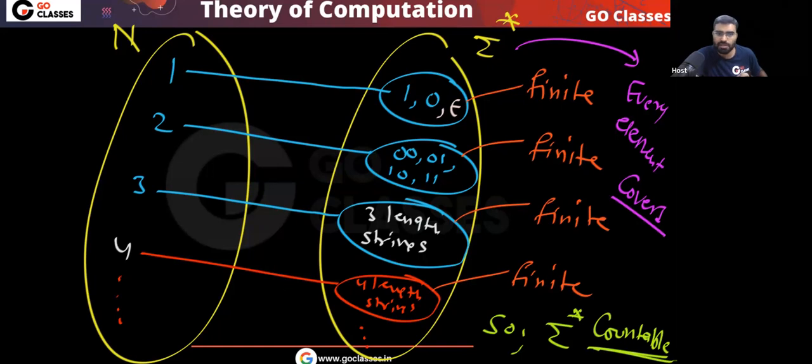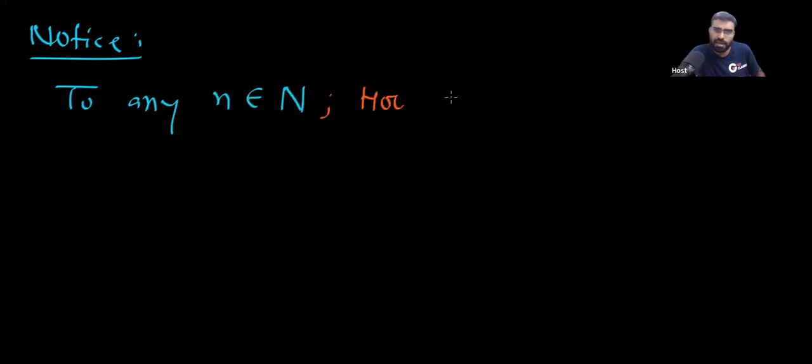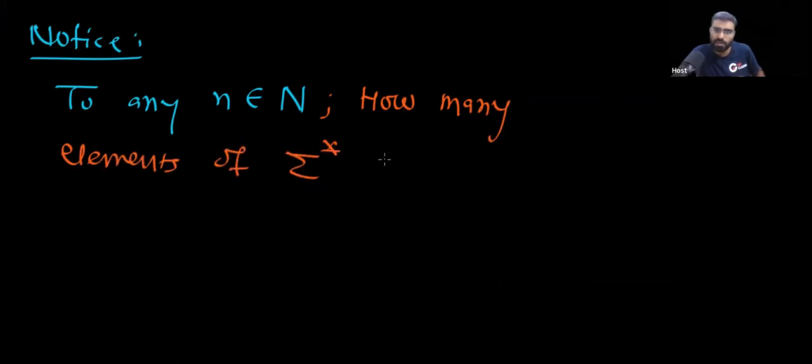You can notice that to every element you are assigning. Please notice, for example, how many elements have you assigned to n? To any n, how many elements of sigma star did we assign? That is 2 power n. Yes or no? We assigned 2 power n.